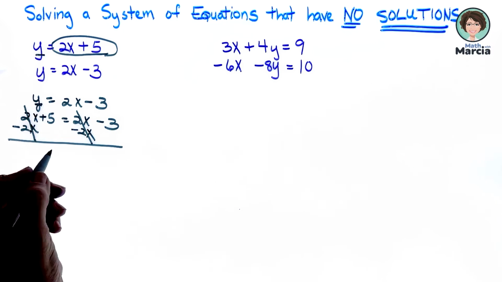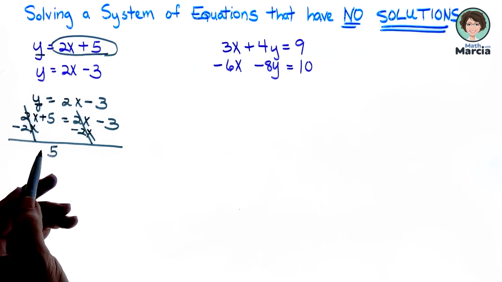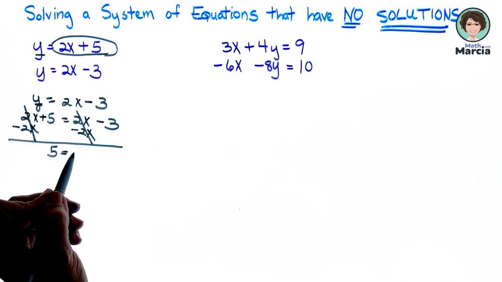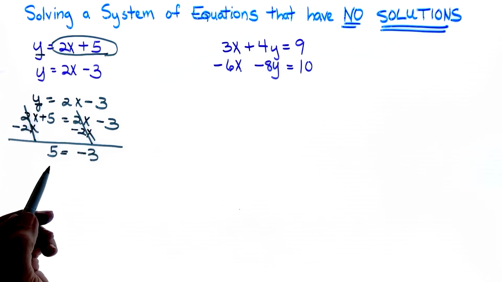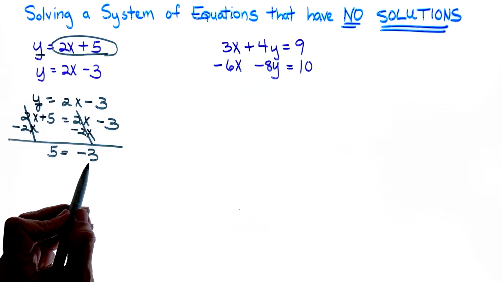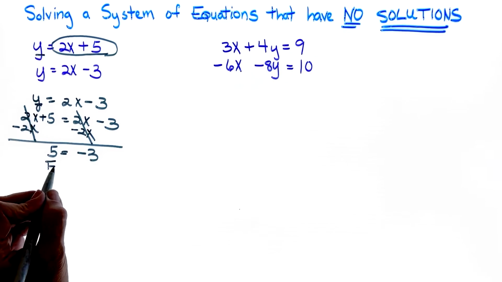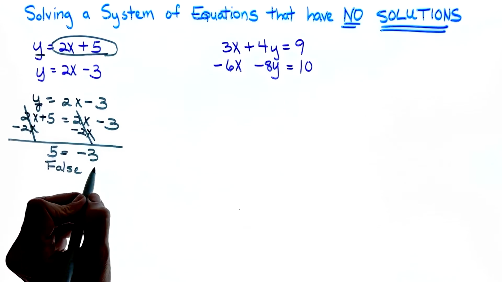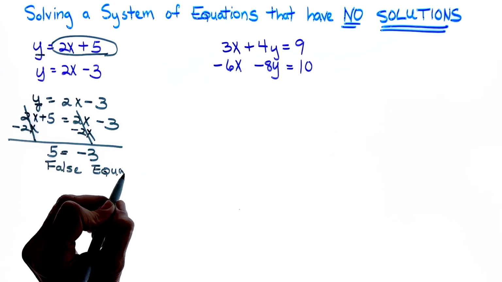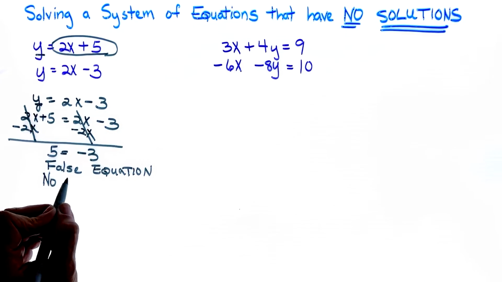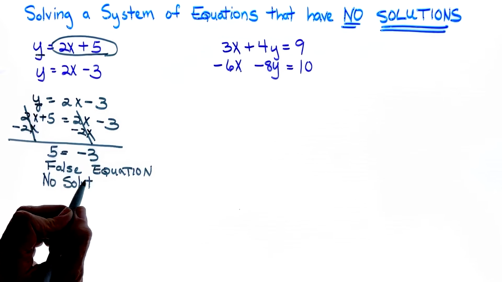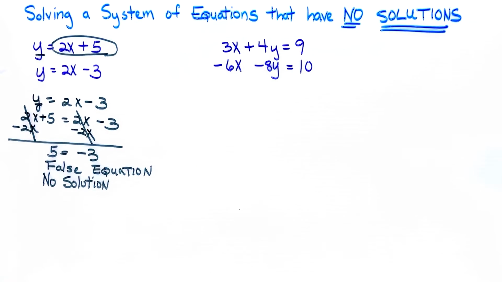And then I'm just going to bring down my 5 on this side of the equation equals -3. Does 5 ever equal -3? The answer is no. So when you get a false equation, like we have up above, we know the answer is no solution. There is no ordered pair where they will meet.